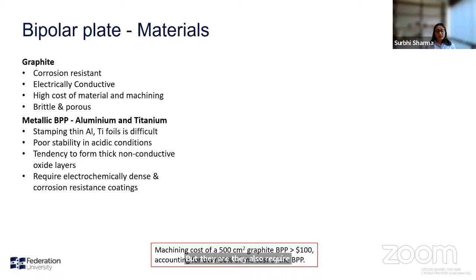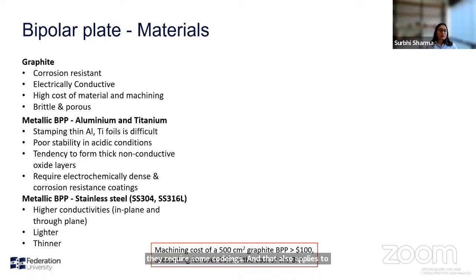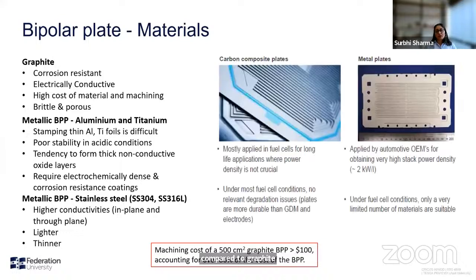They require some coatings, and that also applies to metallic stainless steel plates, which are also explored quite extensively, bringing their own advantages. They're lighter and thinner, and they also offer higher conductivities compared to graphite. So, depending on the applications, some applications still prefer carbon composite, carbon-based bipolar plates, whereas metallic plates are more preferred for automotive applications, given specific conditional requirements and their tolerance to corrosion. Composite bipolar plates can be used for conditions that require long life operation.